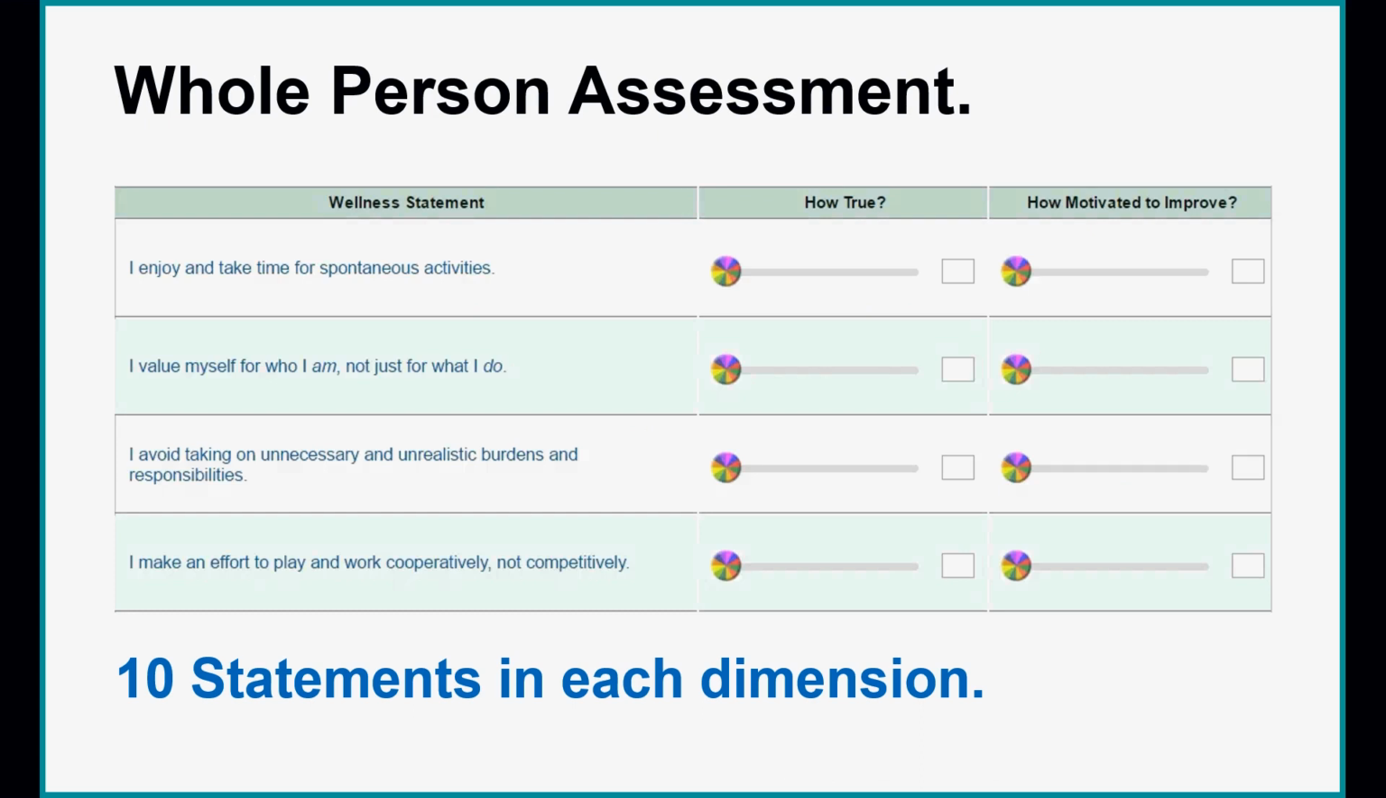So let's look at the first statement here, this is actually from the playing and working section. I enjoy and take time for spontaneous activities. So I'm asked, how true is that for me now in this present time, not 6 months ago, or not on my best day, on a Likert scale of 0 to 10. So I might say, so many projects going on right now, can't really see the end of the road. I don't really feel particularly spontaneous. I'm really on autopilot. And I give myself a 2 or a 3.